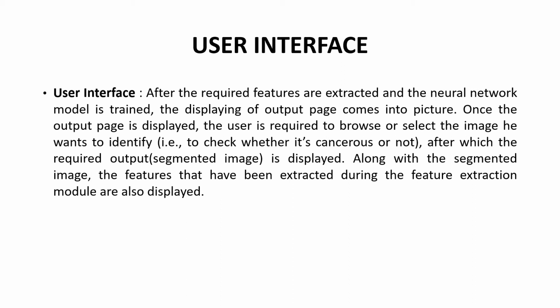User interface. After the required features are extracted, the neural network model is trained and the output page is displayed. Once the output page is displayed, the user is required to browse or select the image he wants to identify, after which the required output is displayed. Along with the segmented image, the features that have been extracted during the feature extraction module are also displayed.